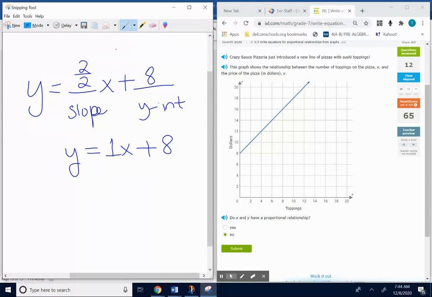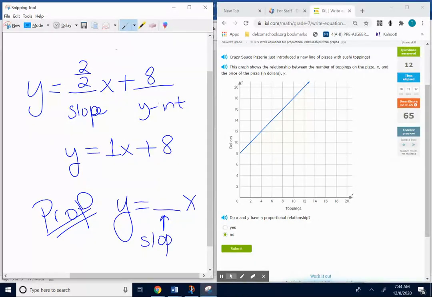But if the graph is proportional, your equation will be y equals blank x. And that blank in front of the x will always be the slope of the graph. Okay, so that's basically what you guys are working with on this lesson.